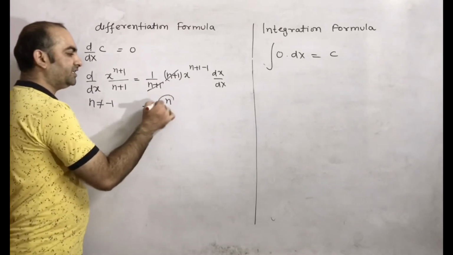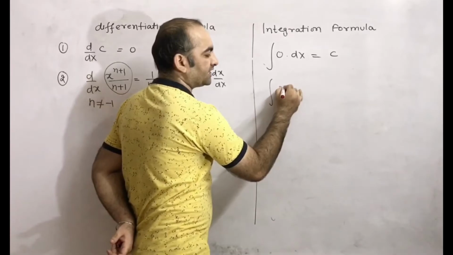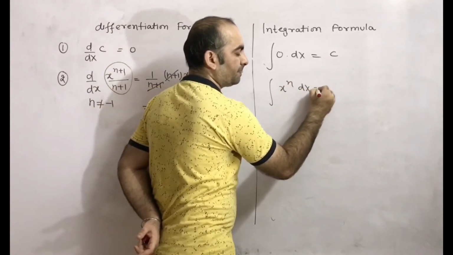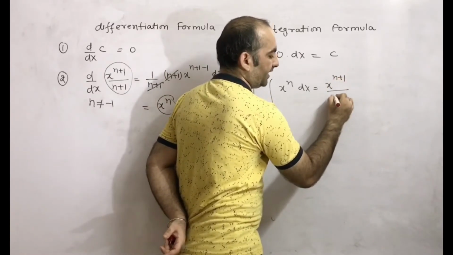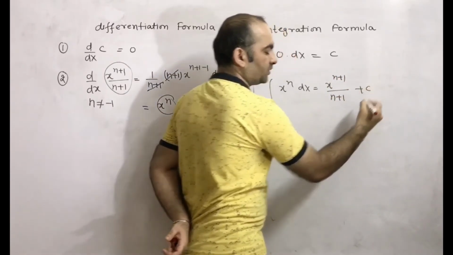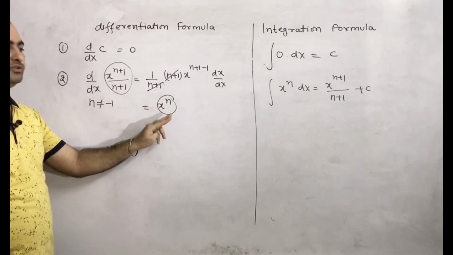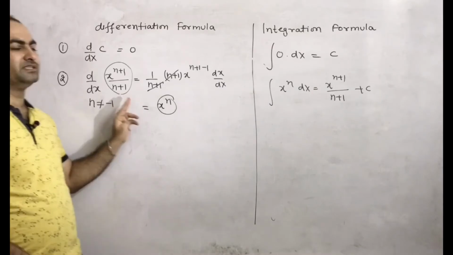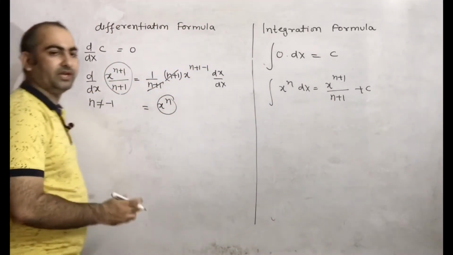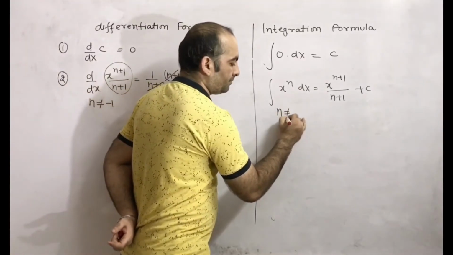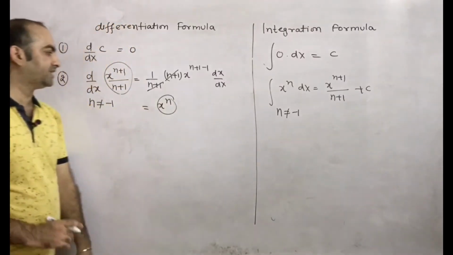So if we integrate this one, then we will get this one. Okay, so integration of x power n into dx will be x power n plus 1 divided by n plus 1 plus c. Okay, this is fx and this is gx. So if we integrate gx, we will get fx plus c. Here n should not be minus 1. If n is minus 1, we will get a different formula. Okay, this is the second formula.